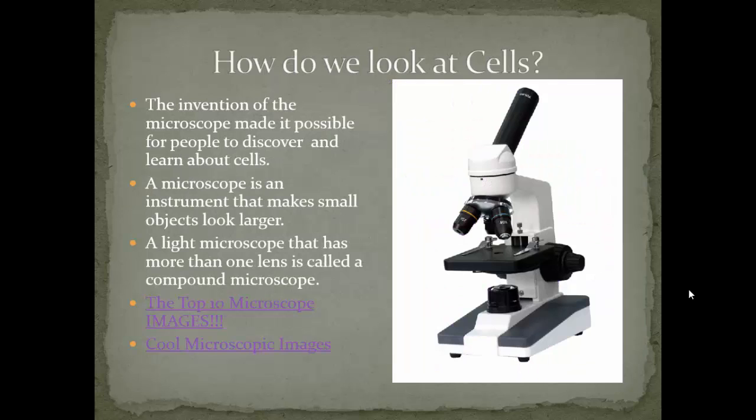We wouldn't really know anything about cells without the invention of the microscope. So the microscope made it possible for people to discover and learn about cells. A microscope is an instrument that makes small objects look larger. And a light microscope, like the one pictured over here, has more than one lens and is called a compound microscope. So it could be a light microscope or a compound microscope. This is something we used in class during our lab.